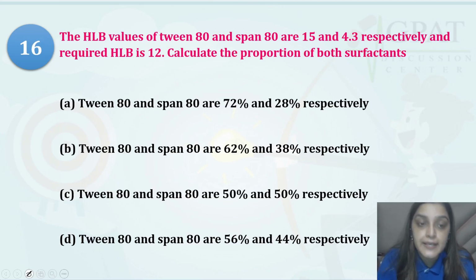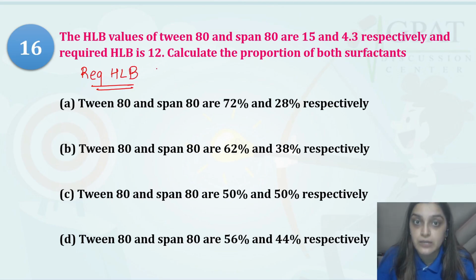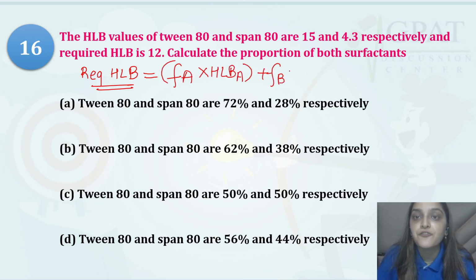All right. Next, this question is definitely based on the calculation of the HLB values, and I will first write the formula. I can already see that it is based on the required HLB values. So required HLB basically means the fraction of the first surfactant times the HLB value of the first surfactant, plus the fraction of the second surfactant times the HLB value of the second surfactant. Okay, then this is the required HLB.